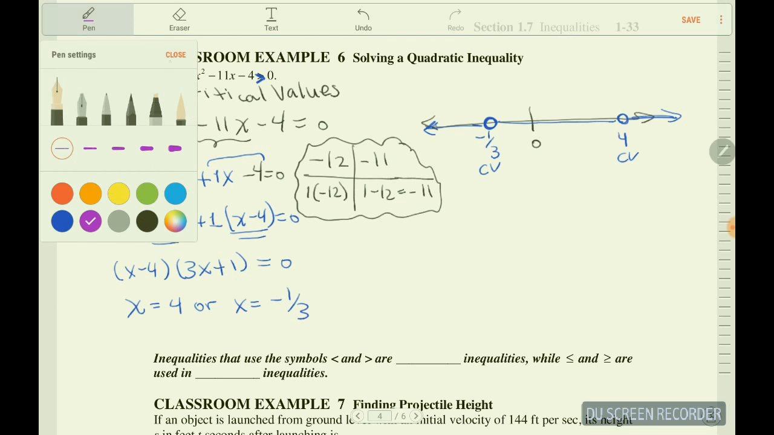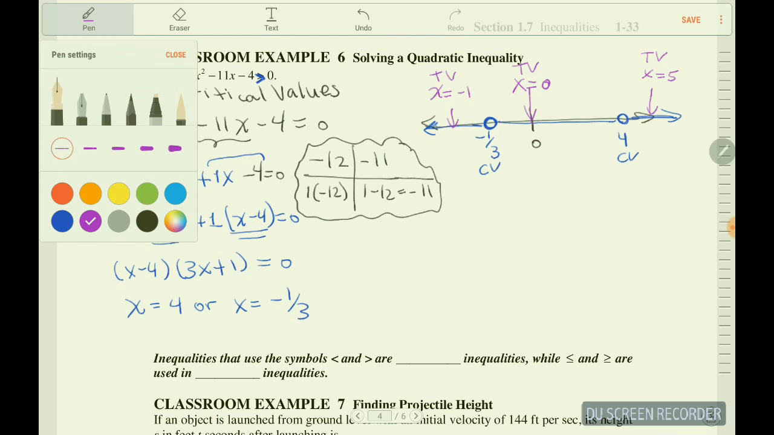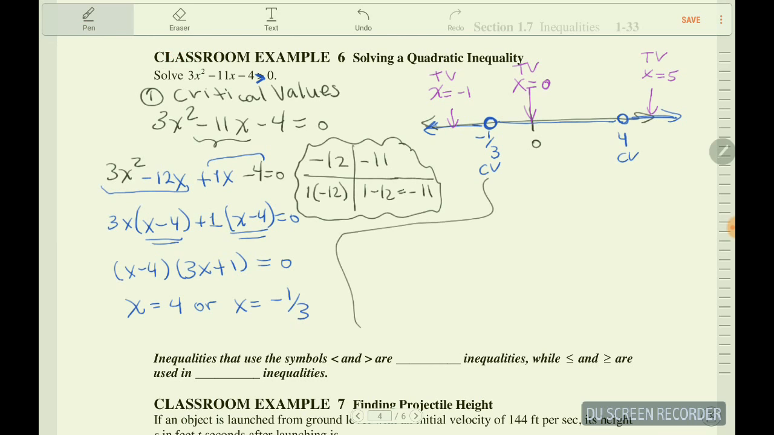And now I'm going to look for test values. From this section, I'll use x equals -1 as a test value. And I'll, of course, use 0 here, since that one's always an easy one to work with. And over here, I'll use 5. Right, so now I'm in step 2. I'm just going to start testing out my test values.